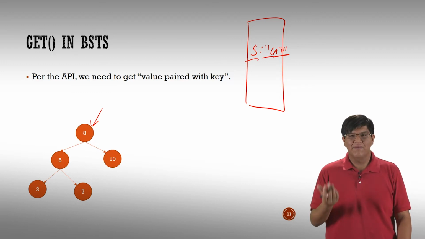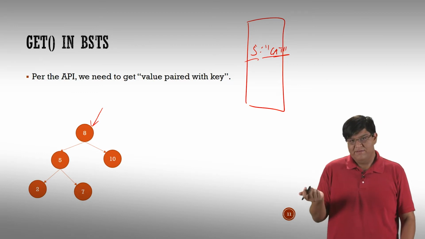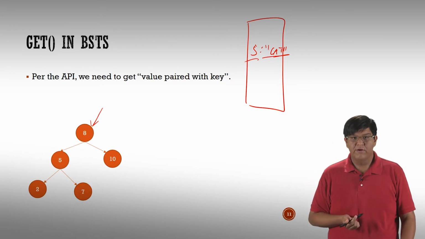In this case, it's a mismatch. 5 is not equal to 8. So I'm not done yet. If I was done, I could go ahead and say, hey, whatever is the value associated with that node that I'm looking at, return that value, you're done. Okay, that would be nice. Unfortunately, that isn't how it's going to work. So what I would do then is look at the node in terms of its key versus the key I'm looking for and try to see which way I can go.